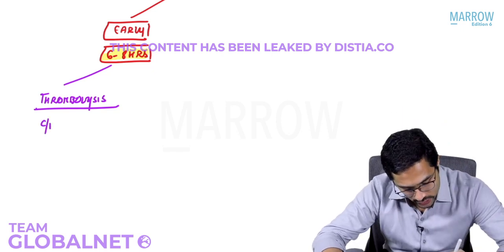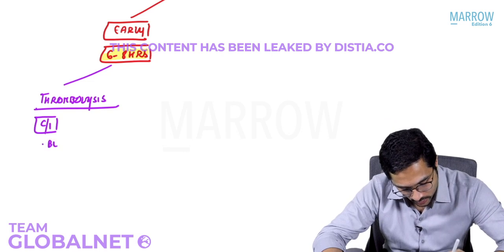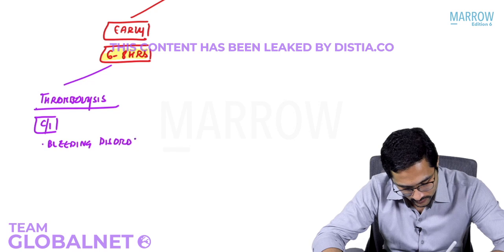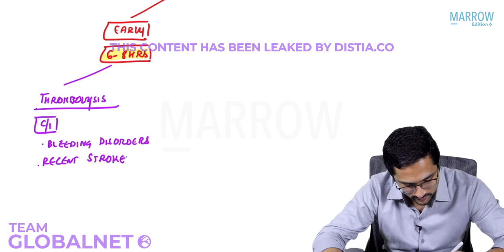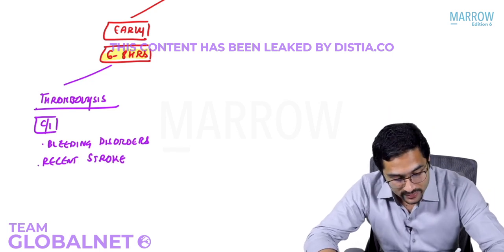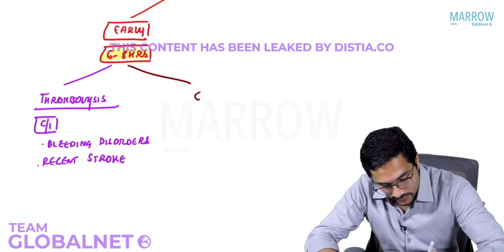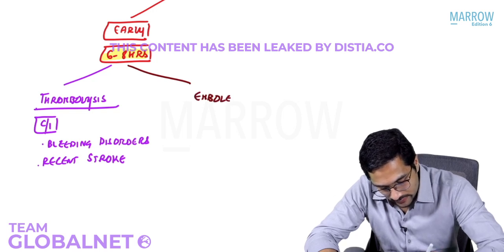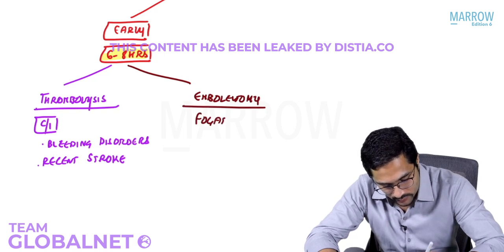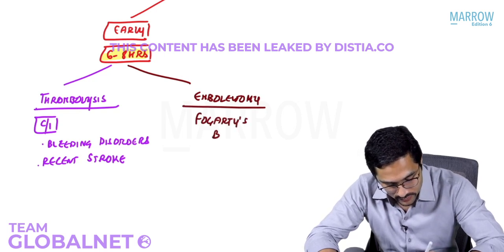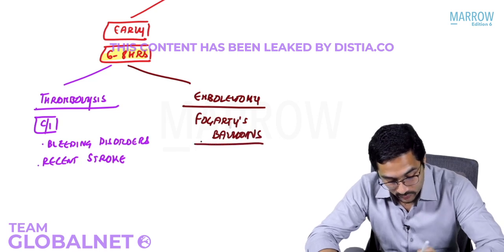But the contraindications for thrombolysis are bleeding disorders, or if there is a recent stroke. These are the contraindications where thrombolysis cannot be used. The other way is to carry out an embolectomy. And how do we carry out an embolectomy? We use Fogarty's balloons. These Fogarty's balloons have been asked in the exam. We use Fogarty's balloons to carry out embolectomy.